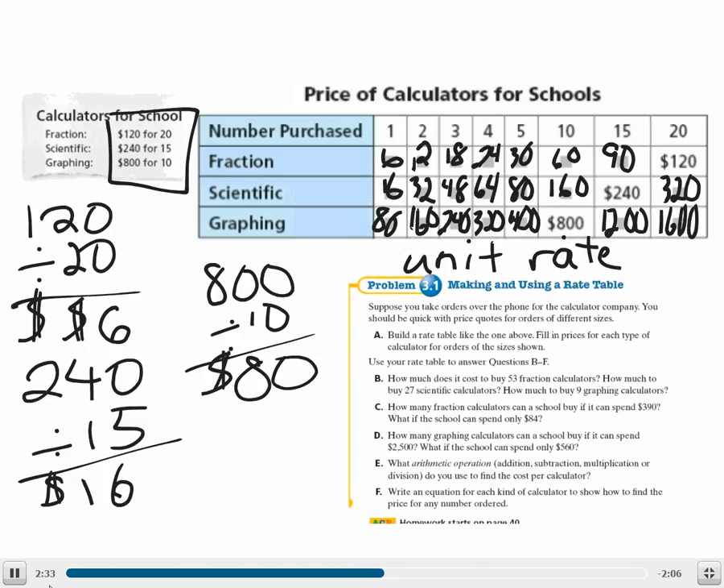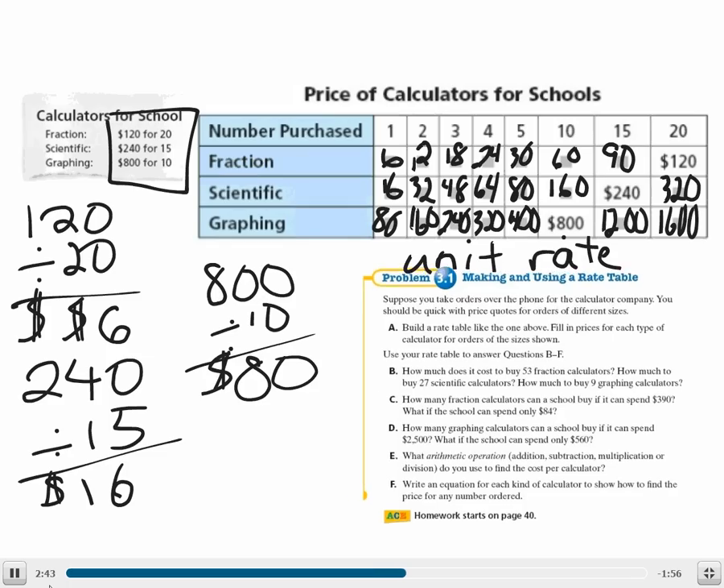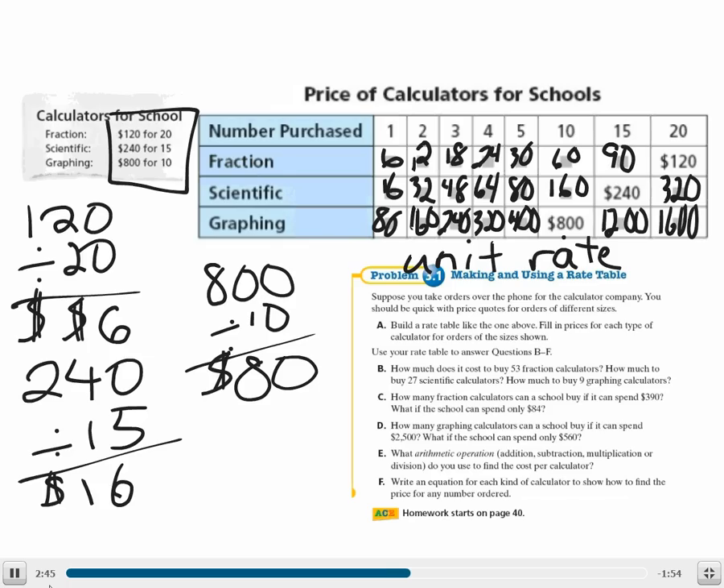All right, now let's get a little bit of application in here. Suppose you take orders over the phone for the calculator company, you should be quick with price quotes for orders of different sizes. Build a rate table, we already did that. For B, how much does it cost to buy 53 fraction calculators? So if we were to look at this price, we know for 1 it's going to be $6. For 53, it's going to be 53 times 6.